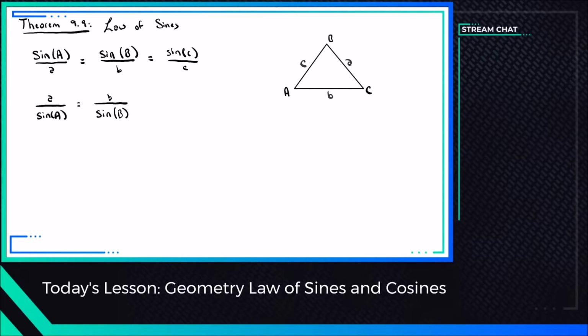So these ratios right here are the law of sines. And now we can use the law of sines to find some missing angle measurements. So we're going to go ahead and solve this triangle. It's going to be triangle ABC again. And we're going to use the law of sines to find one of our missing angles.